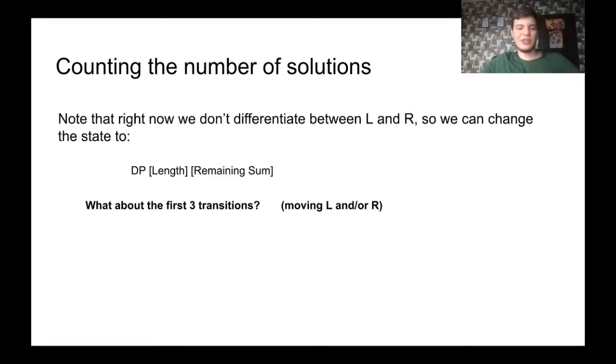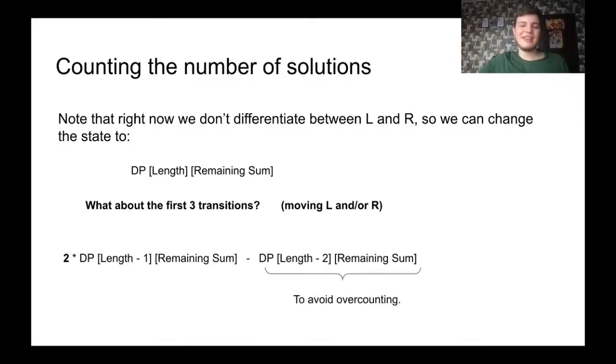And for the first three transitions, with moving left and right, I already kind of explained the intuition why it doesn't matter, but formally we can just have 2 multiplied by the dp of the length minus 1. This means that we are just moving one of the borders, either the left one or the right one. So we just set left or right to 0 and decrease the length. Because they're 0, the sum remains the same. And we have multiplied by 2 because we can either remove the left bound or the right bound.